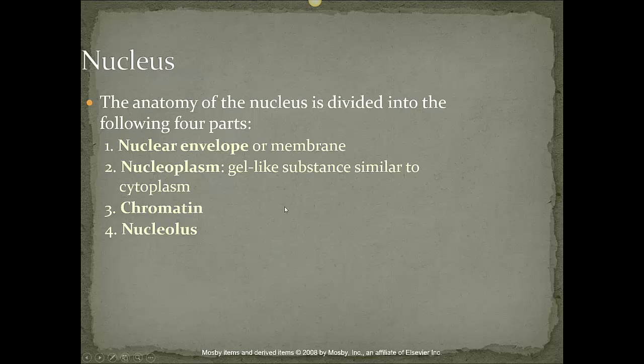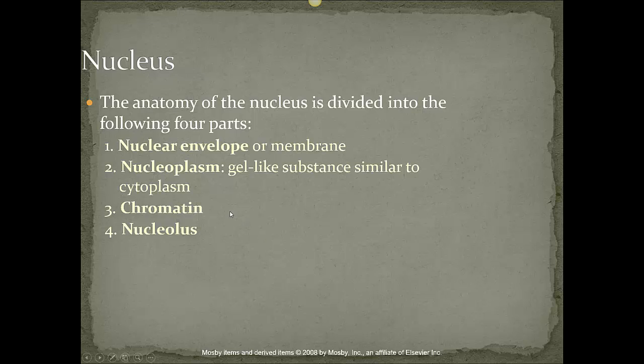We have nucleoplasm, which is a gel-like substance made up of water, electrolytes, and then the different DNAs and RNAs and stuff. It's very similar to cytoplasm. You just don't have the different organelles and some of the larger protein molecules and things like lysosomes in the nucleoplasm that you'd find in the cytoplasm.